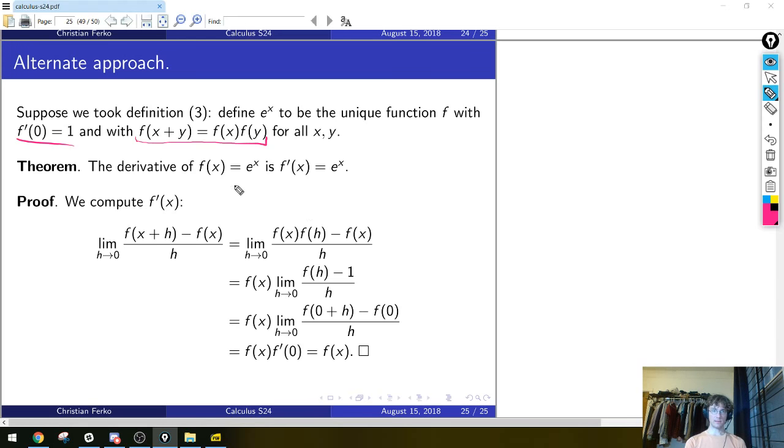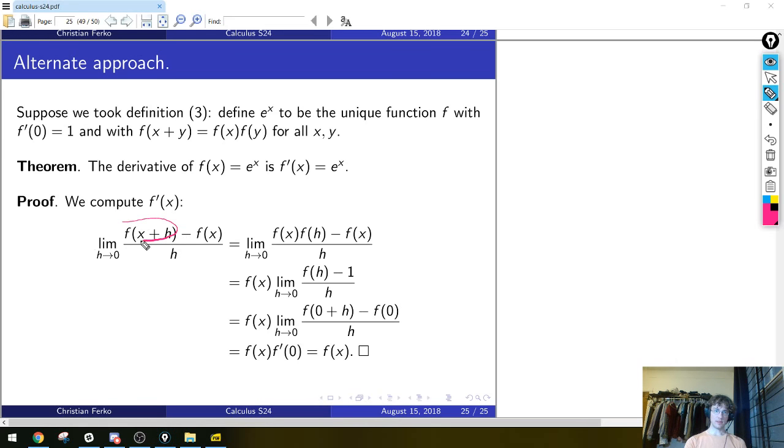So theorem: the derivative of that function e to the x is f prime of x equals e to the x. In this universe, the proof is a bit simpler. How do we do it? Well, we write down the definition. The limit as h goes to 0 of f of x plus h minus f of x over h.